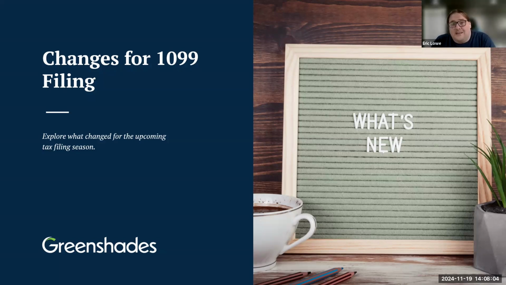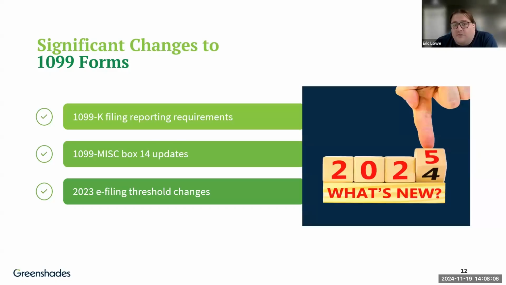So we'll start with the 1099K. We do have some reporting requirements that have been updated. Previously, the requirements for the 1099K were any transactions totaling over $20,000 and more than 200 transactions annually, specifically through payment processors like PayPal, Venmo, etc.